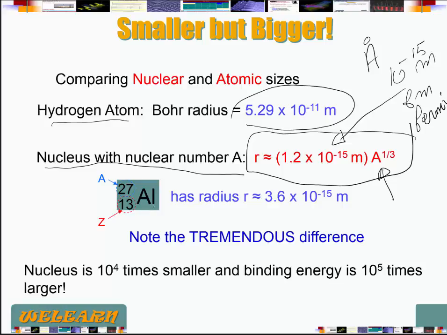So for example, aluminum has a radius of about 3.6 times 10 to the minus 15 meters. So 1.2 times 10 to the minus 15 times 27 to the power 1/3. Look at the difference between 10 to the minus 11 and 10 to the minus 15. It's 10,000 times smaller, with a binding energy that's 100,000 times larger.